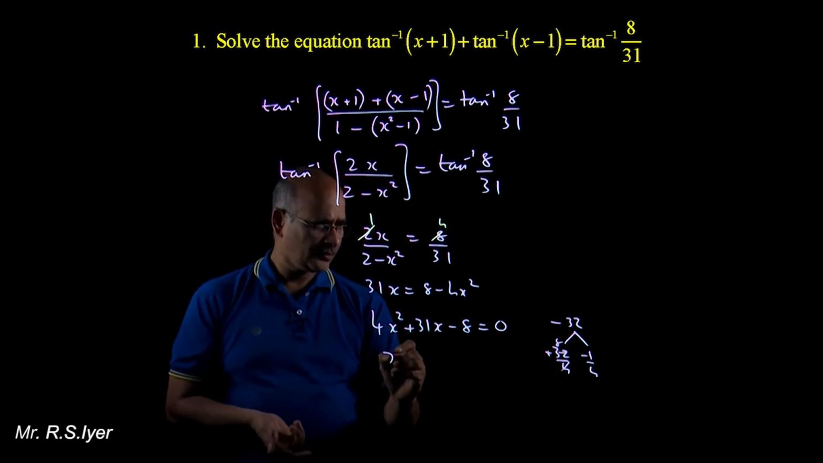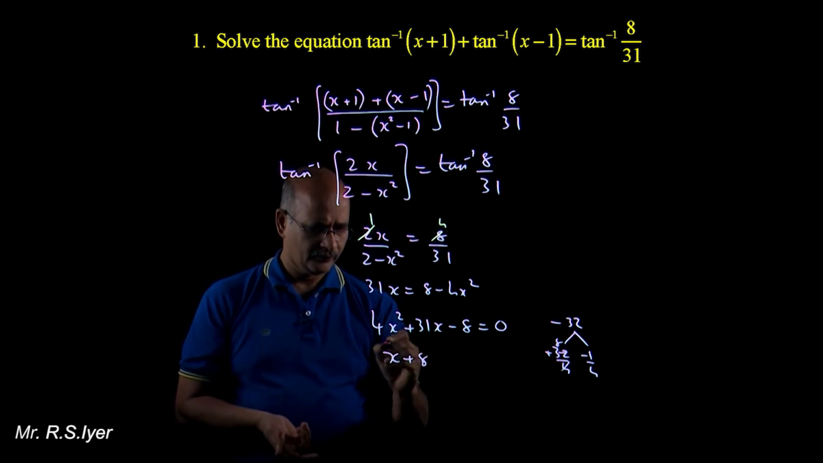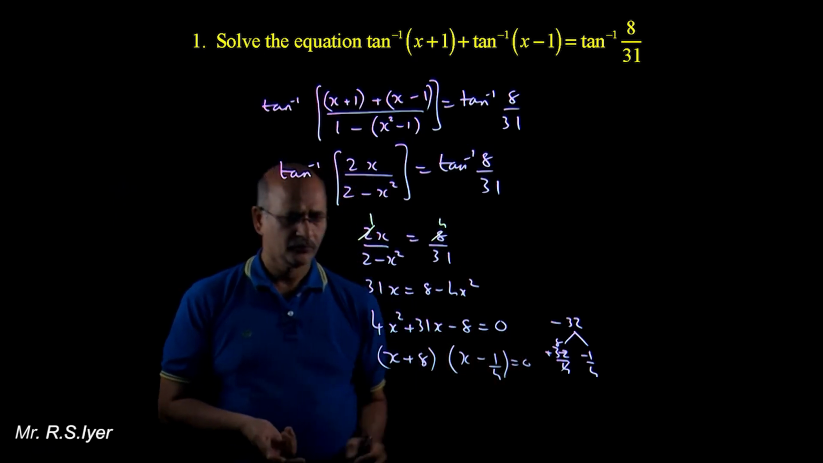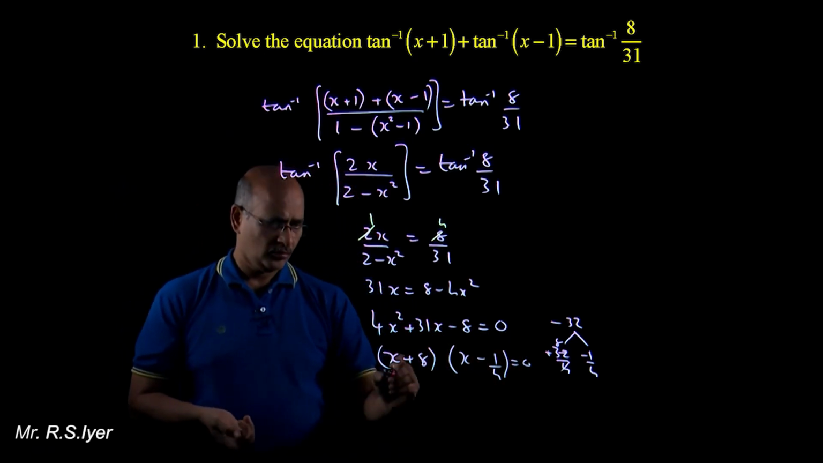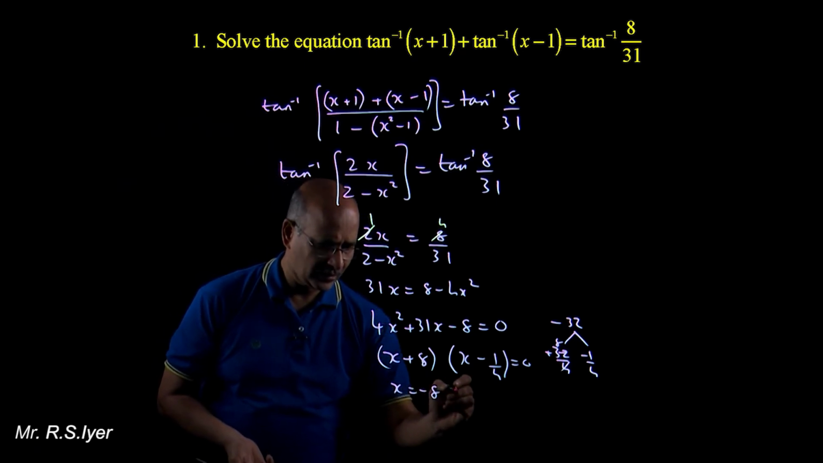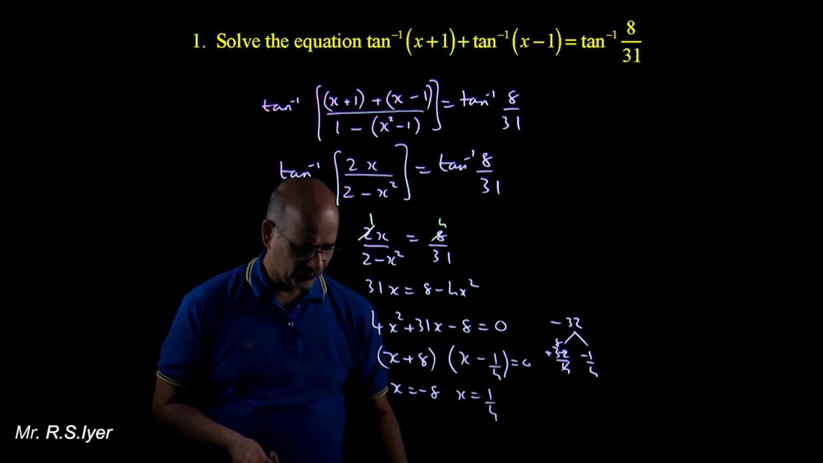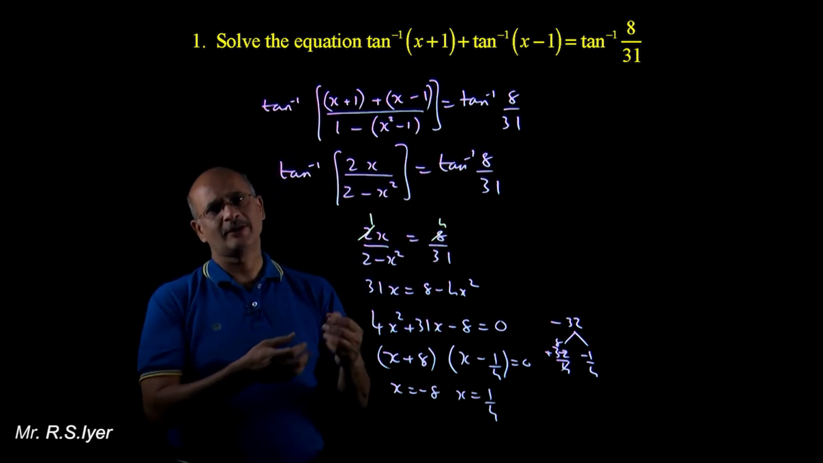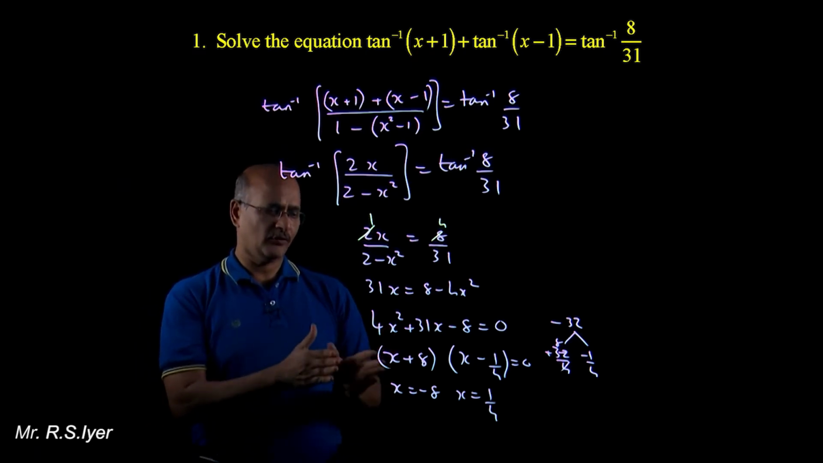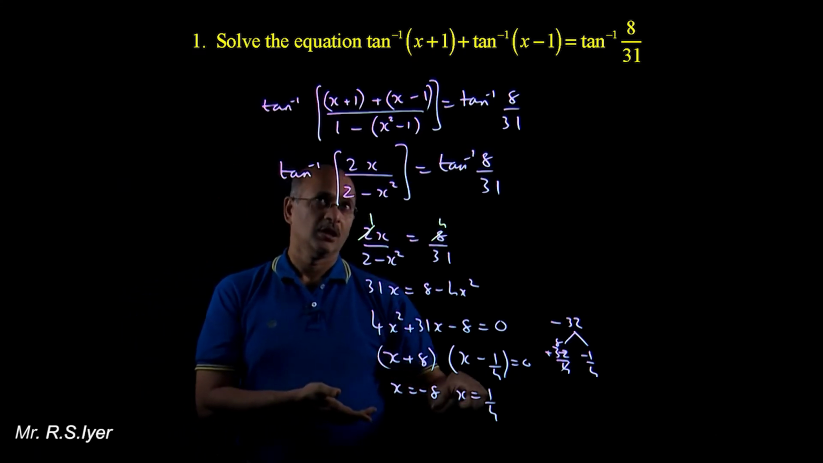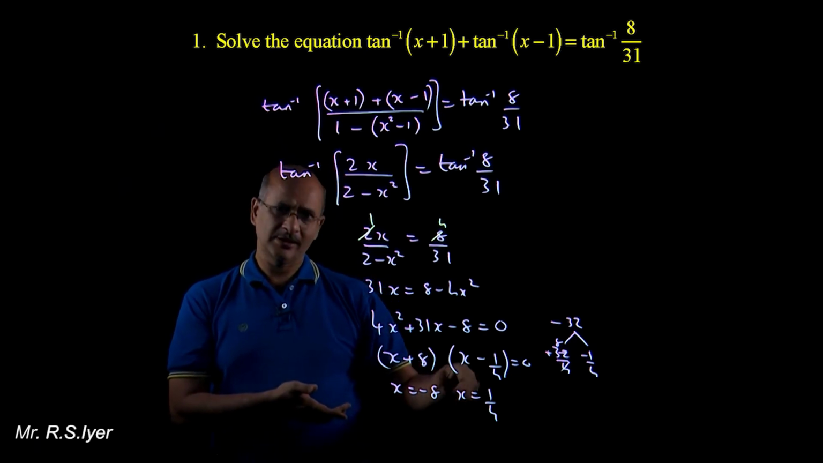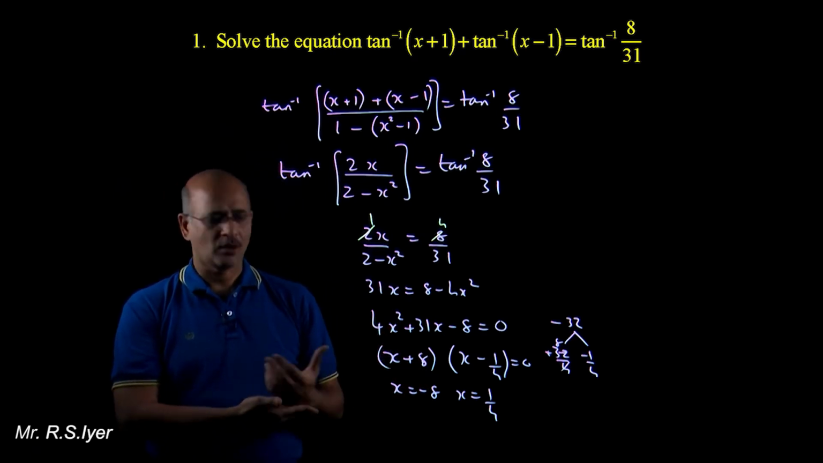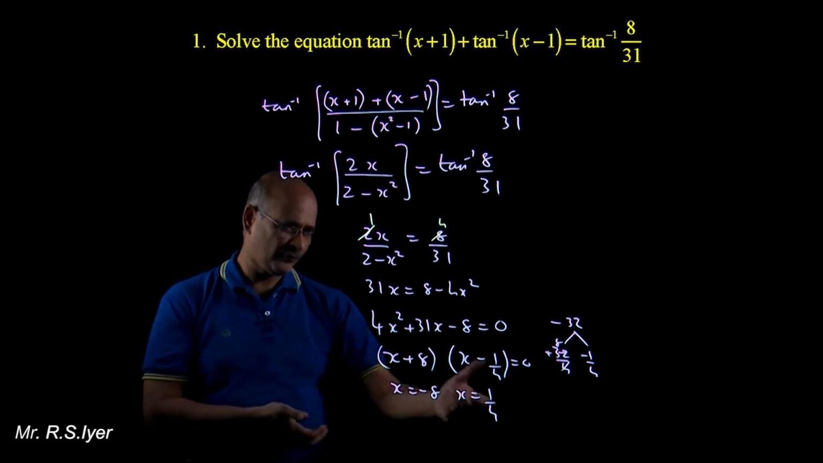So this will be x plus 8 and this will be x minus 1 by 4. Okay, you can work out the way you want. So there are two values, x equals minus 8, x equals 1 by 4. Sometimes both the values form the value of x, sometimes only one value forms the value of x. That you can always judge. Remember, 1 by 4 square is less than 2, minus 8 square is greater than 2. So that means 1 by 4 will be the answer.